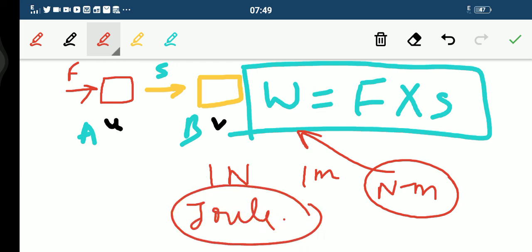I hope the small concept is clear to each one of you. Thank you students. And remember this thing, that work is a scalar quantity. Work is a scalar quantity. It has only magnitude and no direction.